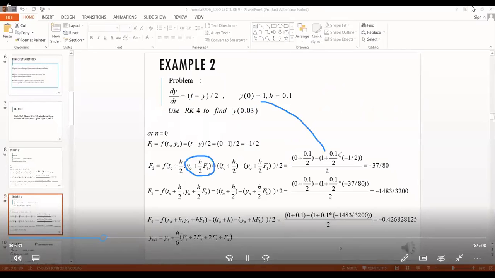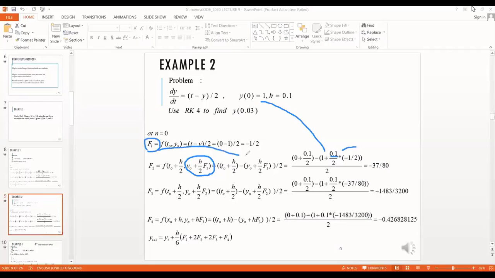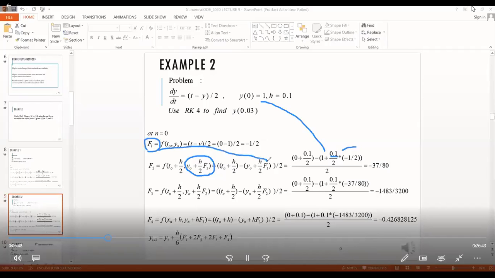Then your f1. f1 is what you calculated up here. So it means you always go and pick the previous value and substitute it to find your next value, which is f2. So we bring this value here, and once we do the calculation, we should get 37 over 80.